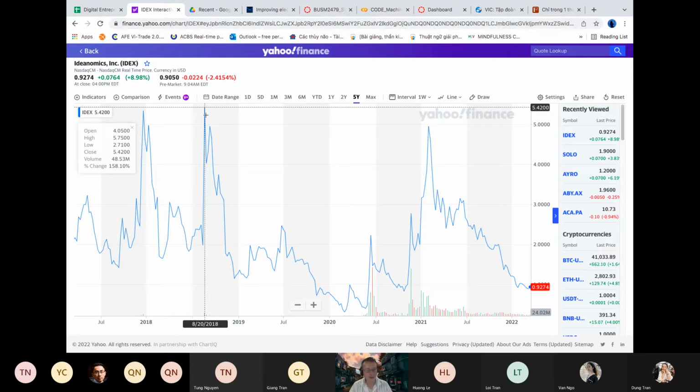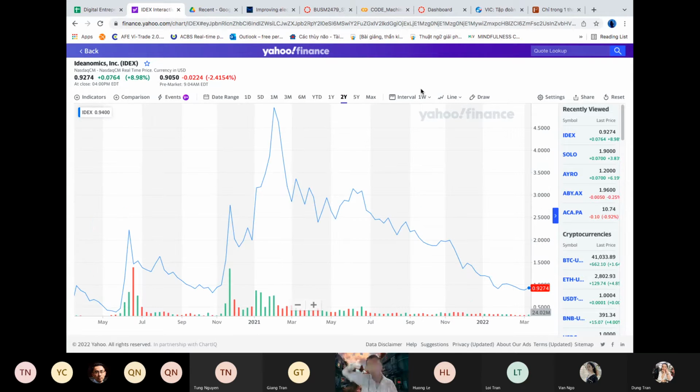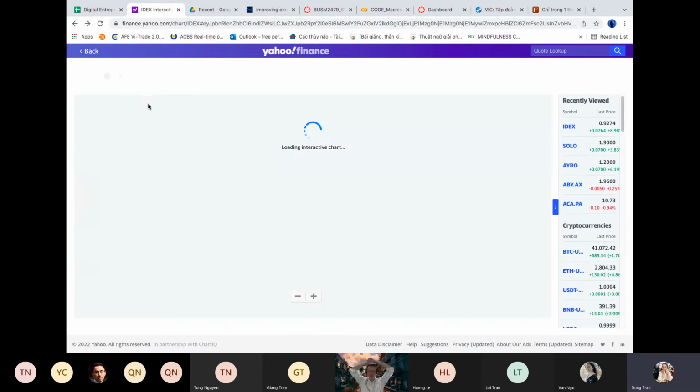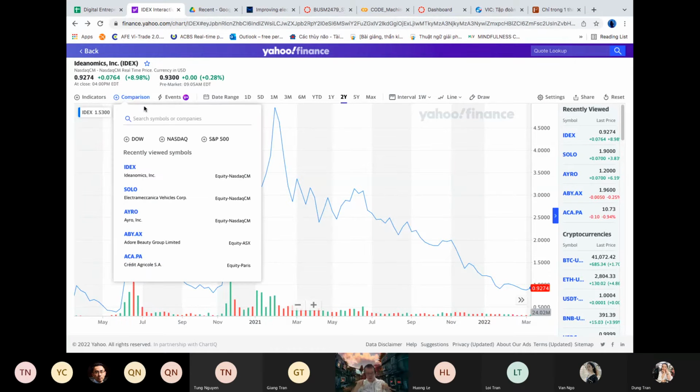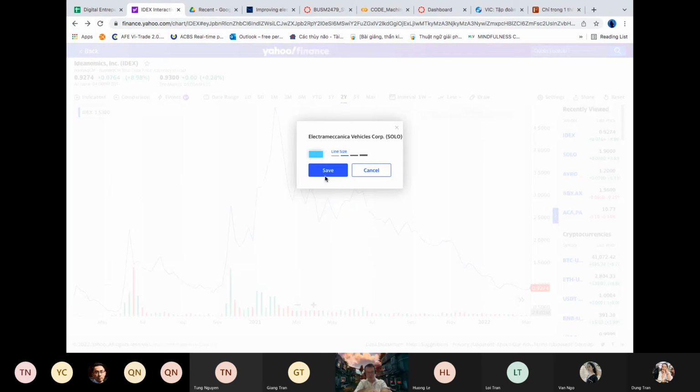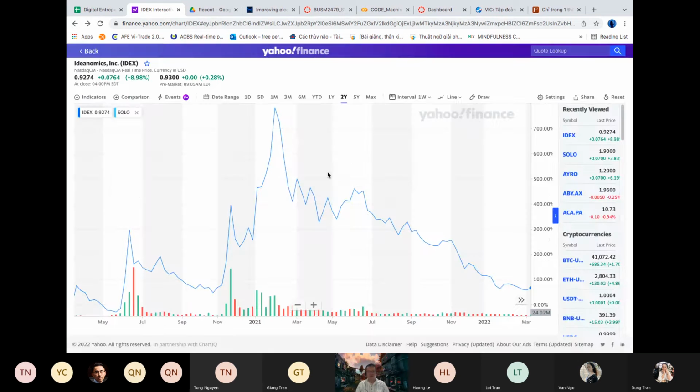Go to 2 years. But the point I'm making here at 5 years is that it's going up and down. Now, do you know how to use a comparison function? Put in the other companies from your team. Yes, click comparison, then type in the ticker for the company.